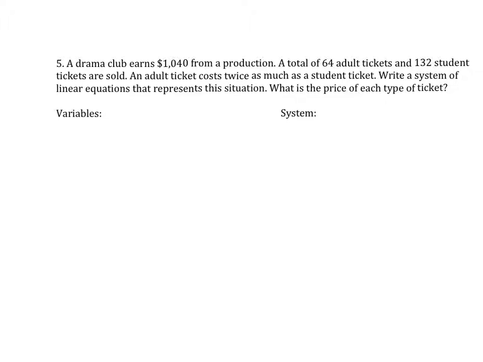And remember, since we're writing 2 equations, there's going to be 2 big ideas that we know. So let's look here. I'm going to highlight. It says they earned $1,040 and 64 adult tickets, 132 student tickets. And then it tells me a second idea, adult tickets cost twice as much as student tickets. Then it asks me a question at the end: what is the price of each type of ticket?